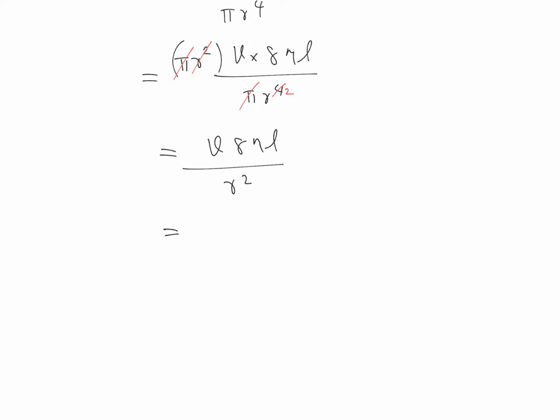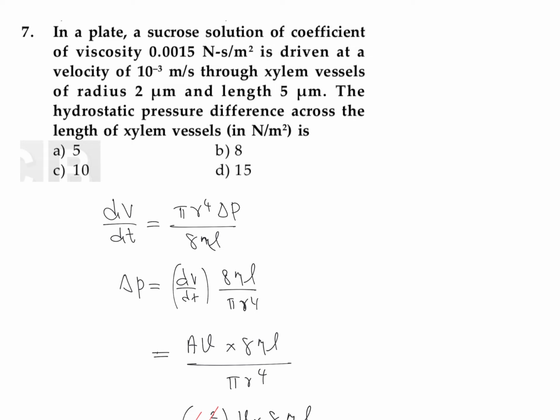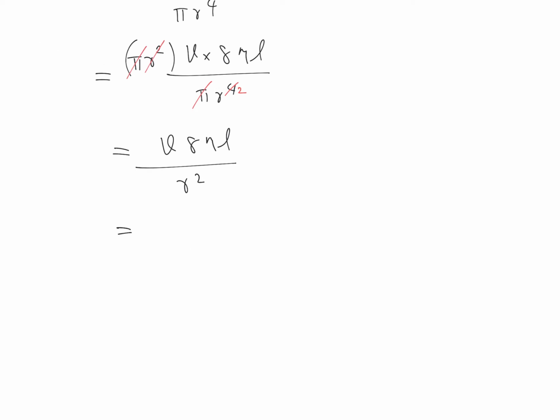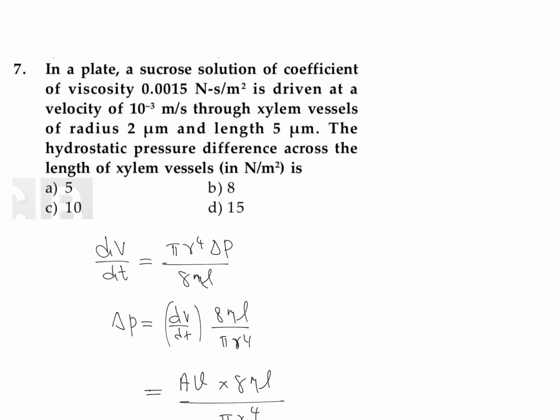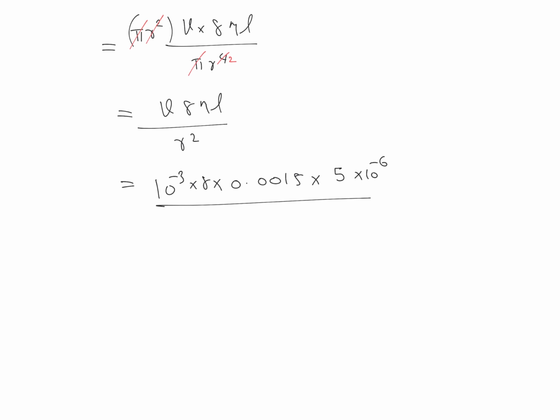Now we substitute the values. The velocity of liquid flow is given as 10 raised to minus 3. So we can write this as 10 raised to minus 3 into 8 into the value of eta, given as 0.0015, into L, given as 5 into 10 raised to minus 6. We need to convert micro into meter. This is divided by r square, where the radius is given as 2 micrometer, so it is 4 into 10 raised to minus 6 square, which is minus 12.